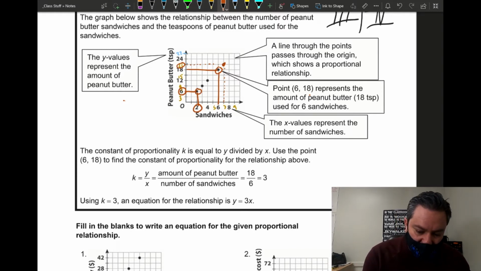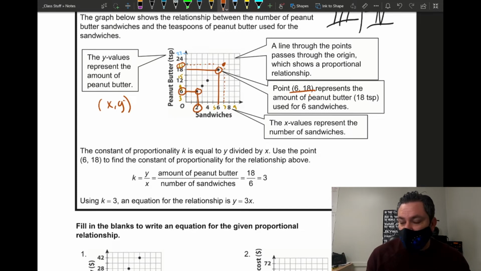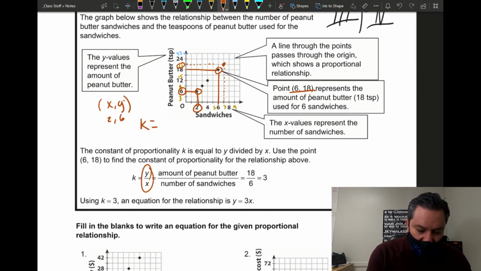So if we select this point, we're going to name it as a number pair, ordered pair, okay? An ordered pair is always represented in the X, comma, Y fashion. That means that you're always going to write the first number as the X, comma, second number Y. So in this case, it's going to be 2, comma, 6. And if we remember correctly, to find K, all we have to do is write Y over X. In this case, it's going to be 6 over 2, which is going to be 3.